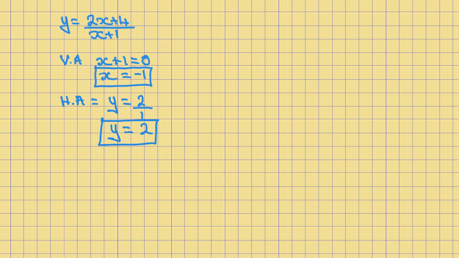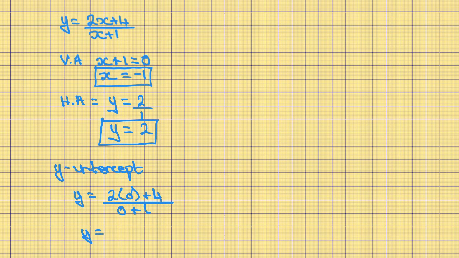Now we can find our y-intercept. That is when x is equal to 0, so we get y equals 2 times 0 plus 4, divided by 0 plus 1. So y equals 4 over 1, which is 4. So that is where our y-intercept is.